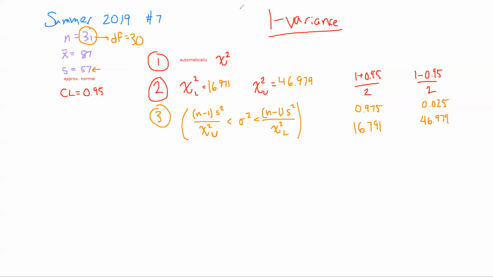We have all of these values. We have n, we have s, we have our chi-square values. So we just plug these into our formula down here and we'll get an answer. Let me go ahead and do that. That would be 30 times 57 squared divided by 46.979. If we do that, we get 2074.